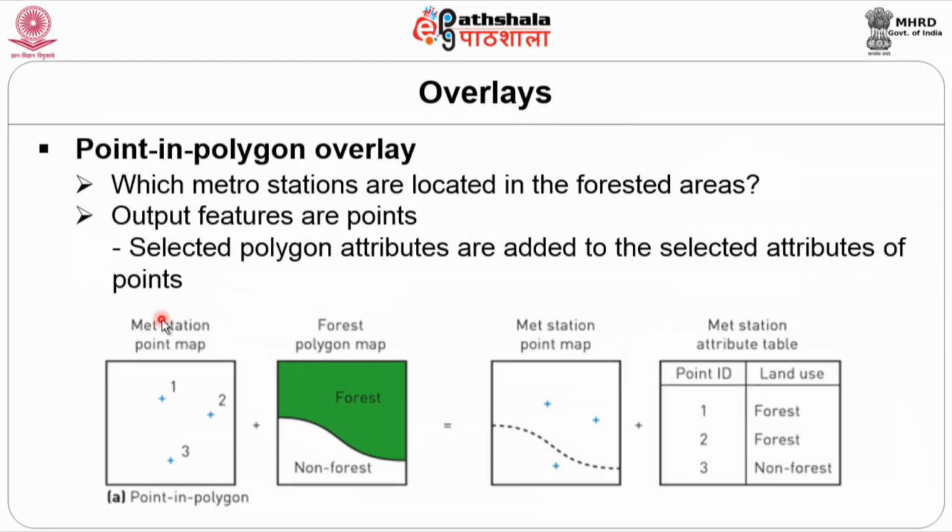So, we are talking about, say, point in polygon overlay. You would like to know which metro stations are located in the forest areas. So, that is your requirement. This is the layer consisting of your metro stations, and this is the layer which is your forest map, showing the forested area and the non-forest area. The condition is that the metro station is located in forest areas. So, you do not have to worry about all these things because they are all in the non-forest area, but here they are all in your forest area.